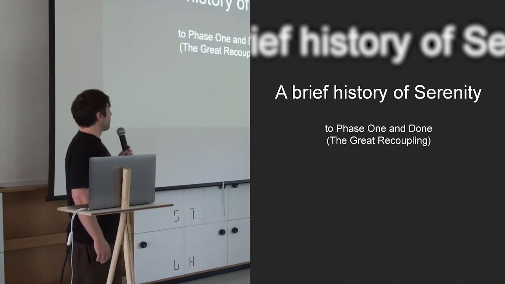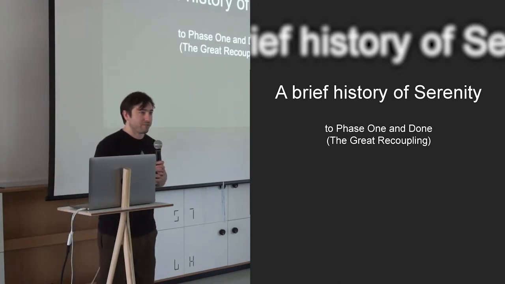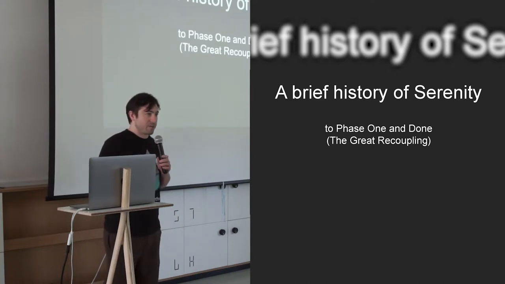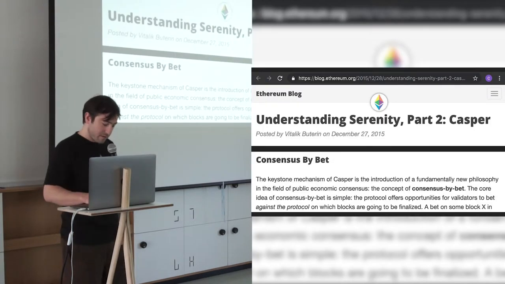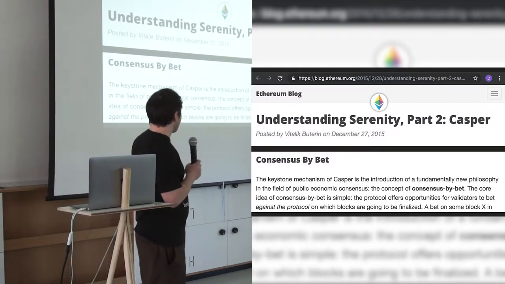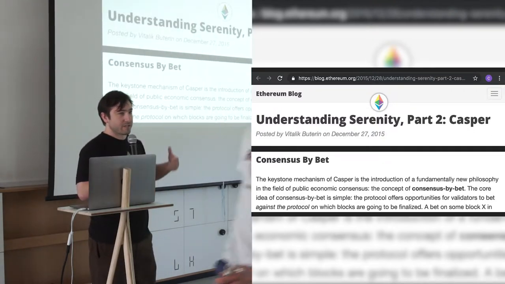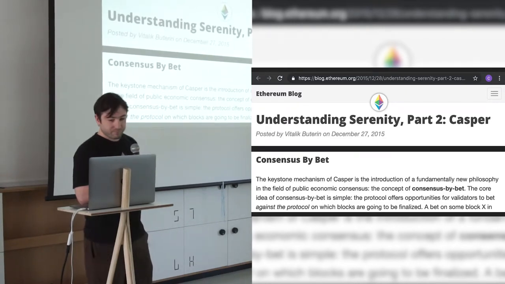So phase one and done is this idea of a minimal execution engine, and that's what Scout prototypes. But to explain the origin of it, I want to walk through some history, run through it rather. So the history actually starts back in end of 2015, early 2016, when Casper was an algorithm known as consensus by bet.